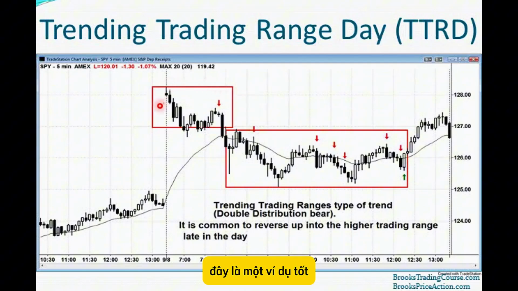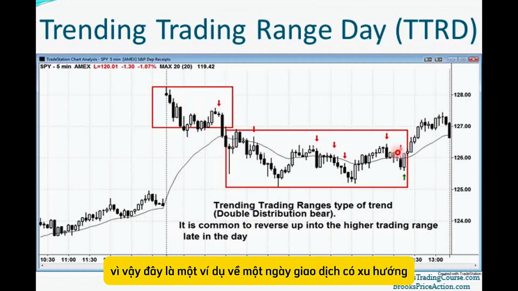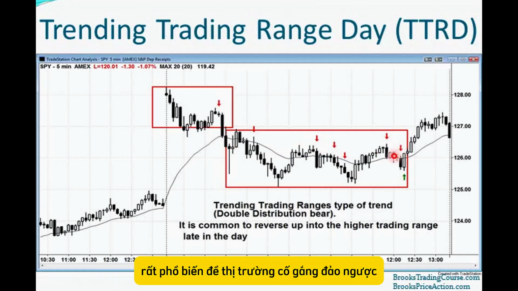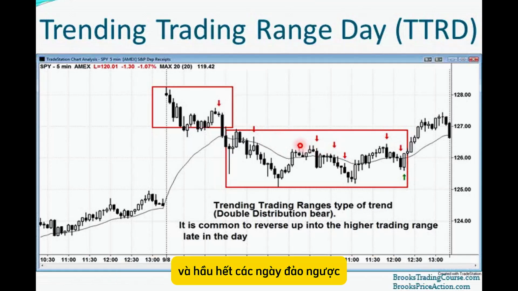Here's a good example. The market was mostly sideways for the first hour and a half, and then a 2-bar bear breakout, and then it was sideways for another 4 hours. So this is an example of a trending trading range day. Very common for the market to try to reverse back up into the upper trading range later in the day. In fact, most reversal days come from some kind of trading range, and most reversal days come from trending trading range days.